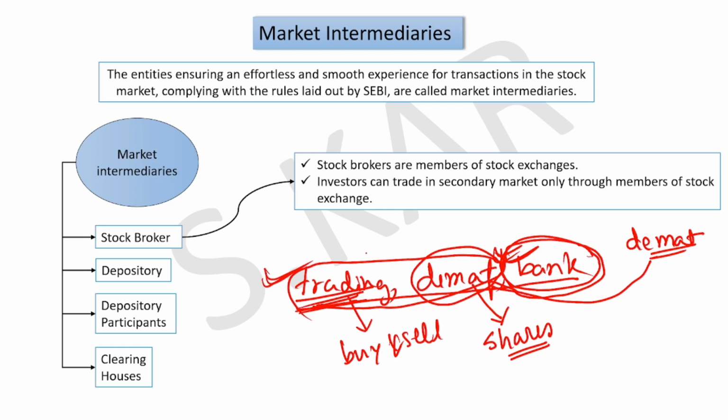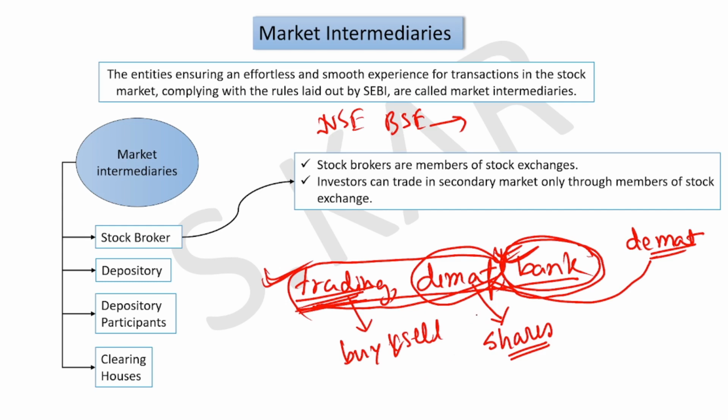Now, as I said earlier, you cannot yourself go to NSE and BSE and say, hey NSE, I want to buy Tata Power. Hey NSE, I want to buy Exide. NSE won't listen to you. You have to use your stockbroker.